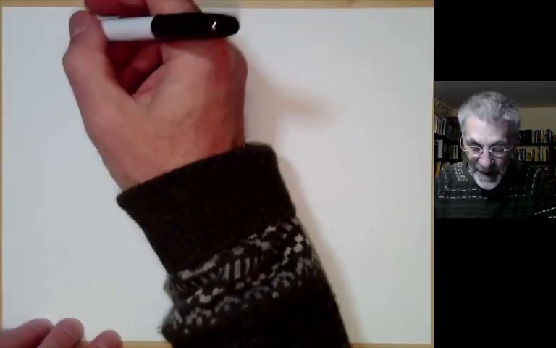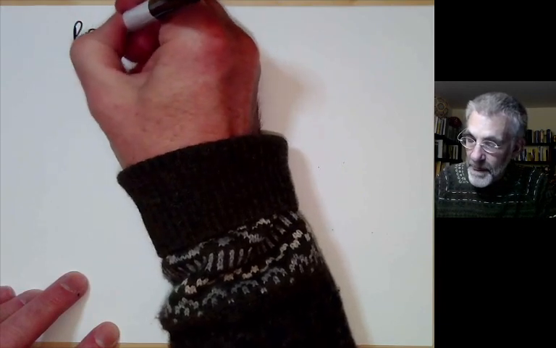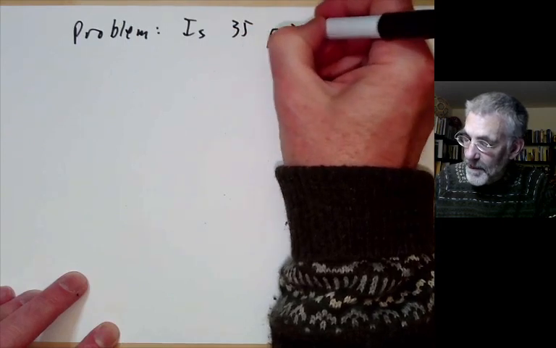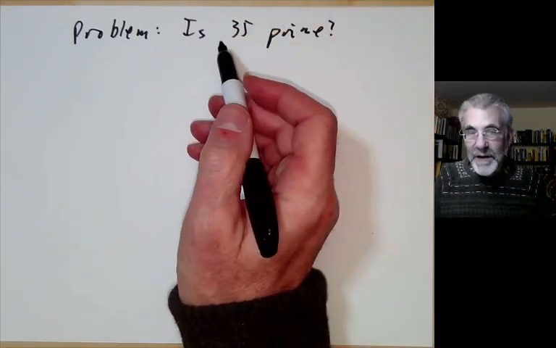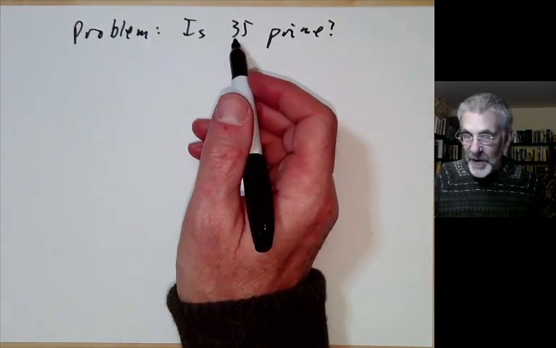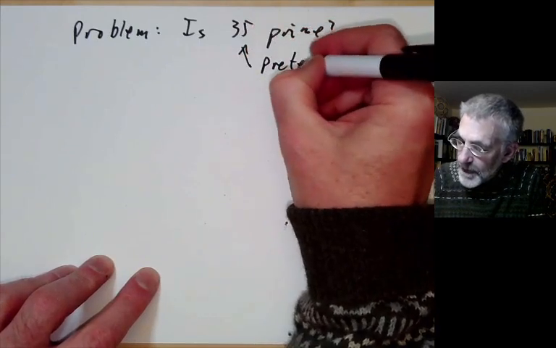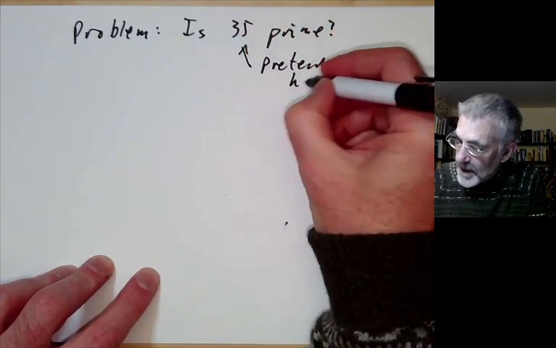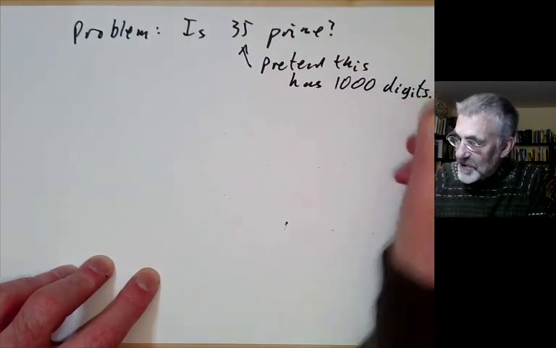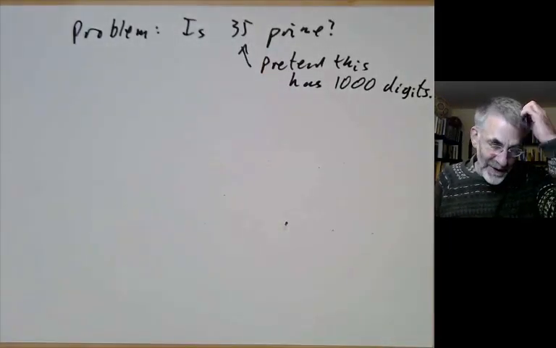So here's another application of Fermat's theorem. Problem: is the number 35 prime? Well, this looks like a kind of stupid question. You can immediately see it's divisible by 5 and therefore not prime. But what I want you to do is pretend this has, say, 1,000 digits. And I'm going to give you a computer and a 1,000 digit number, and I want you to tell me whether it's prime or not.